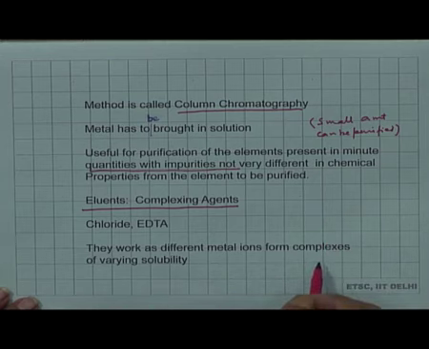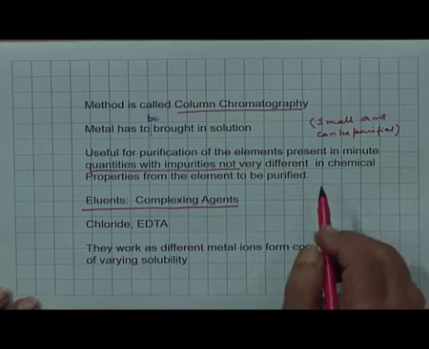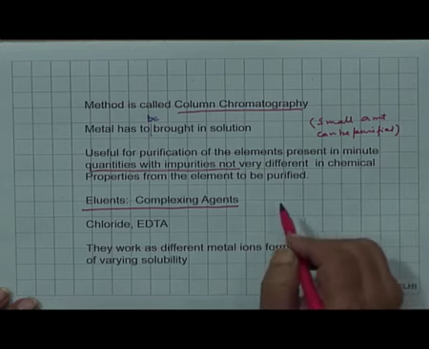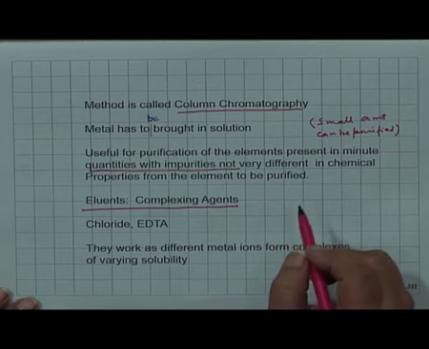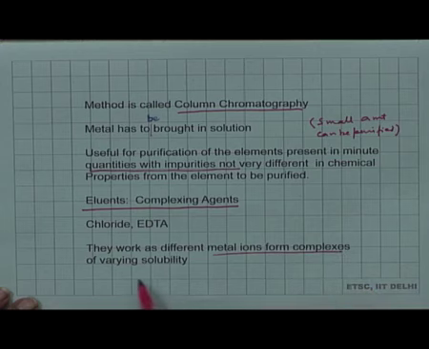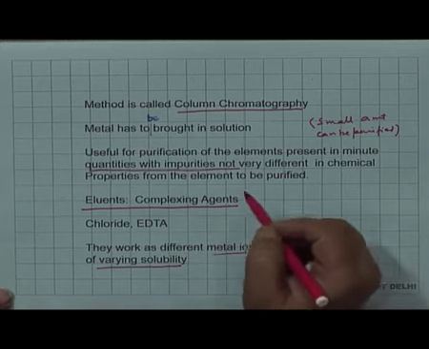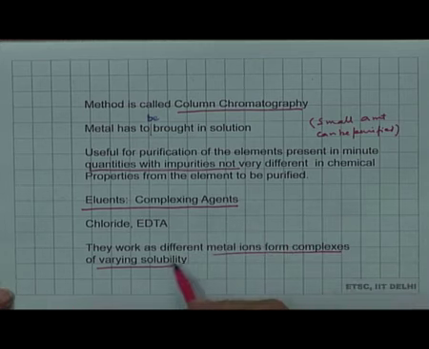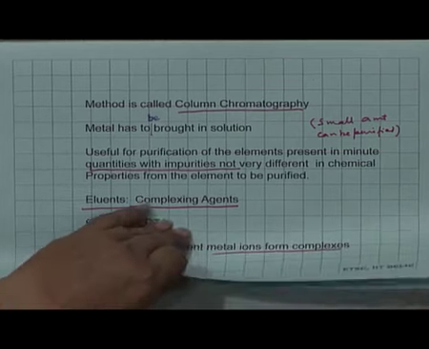So, what is separating metal ions? Metal ions are not getting separated by their adsorbing ability or by their ion exchange ability with the resin. They are getting separated because different metal ions form complexes of varying solubility with the eluent. The complexing agent which is present in the eluent forms complexes of various stability. So, obviously varying solubility is responsible for separation.